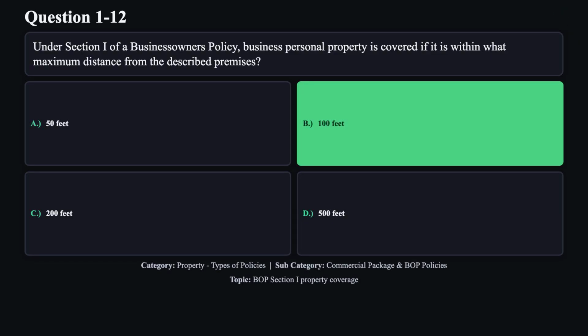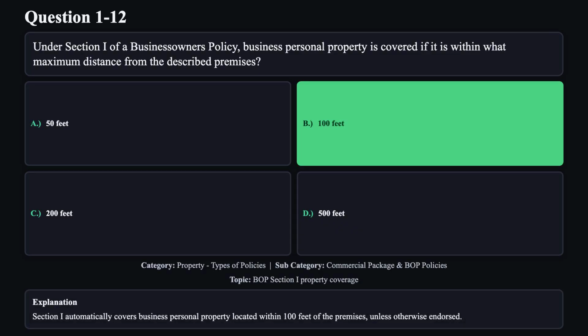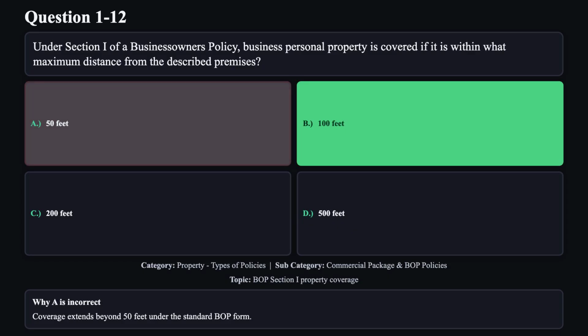The correct answer is B. Section 1 automatically covers business personal property located within 100 feet of the premises, unless otherwise endorsed. Reason A is not correct. Coverage extends beyond 50 feet under the standard BOP form.